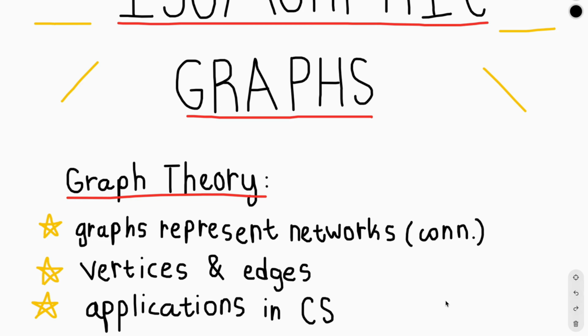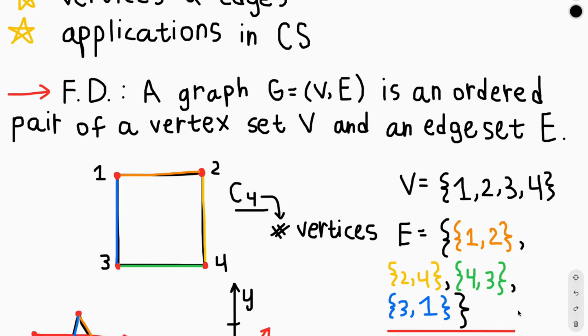Alright, now we're going to talk about the formal definition of a graph and clarify some of those terms like vertices and edges. So the formal definition reads, a graph G equals (V, E) is an ordered pair of a vertex set V and an edge set E. So a vertex set is just the set of all the vertices in the graph, and an edge set similarly is a set of all the edges in the graph.